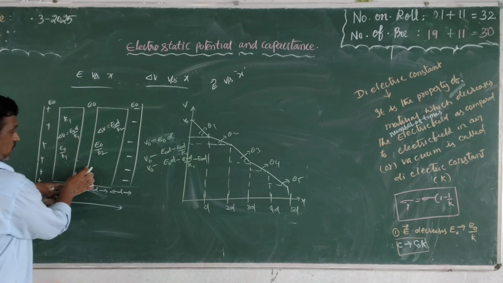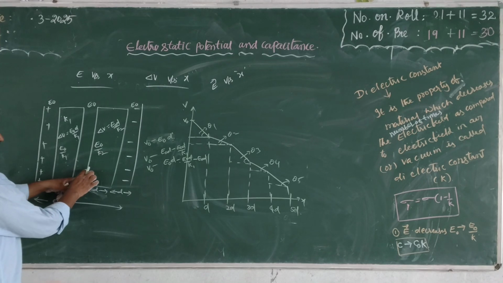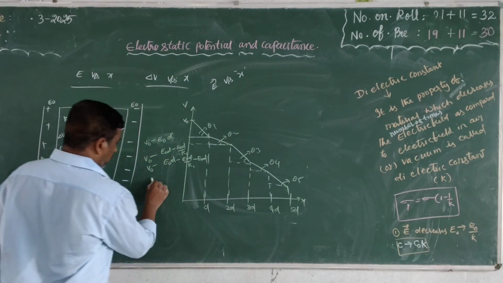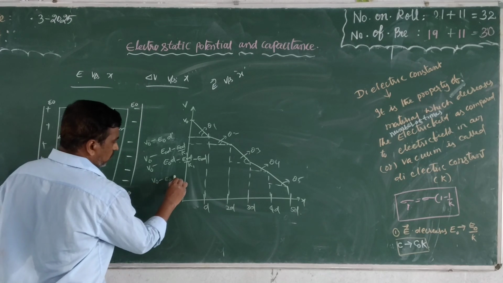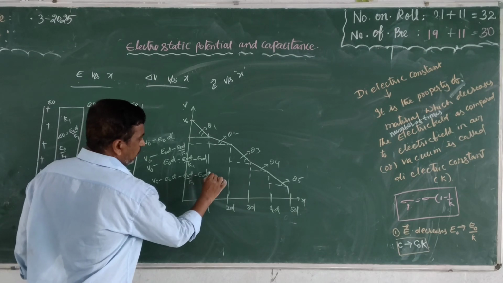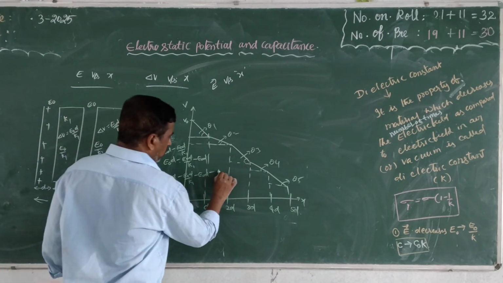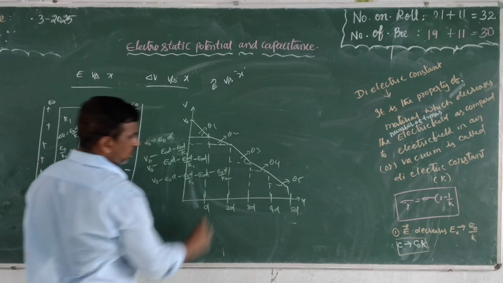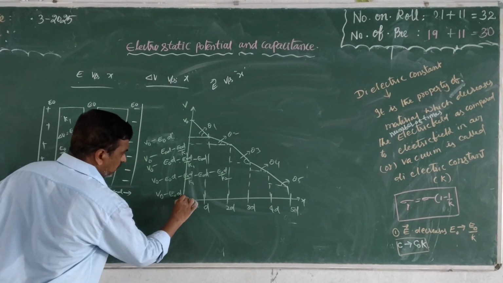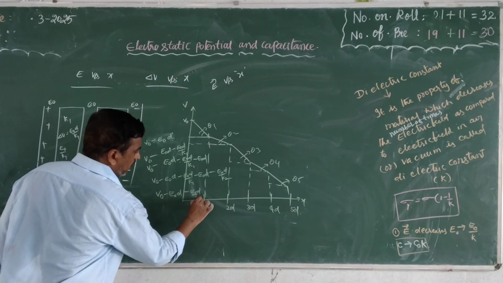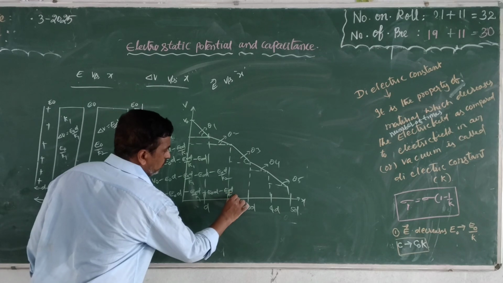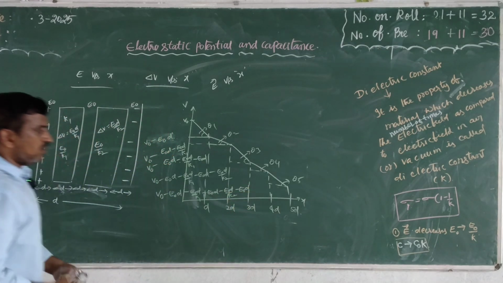Again there is empty space, so the change in potential is E naught D. So here it is V naught minus E naught D minus E naught D by K1 minus E naught D. Then a dielectric is there again, so minus E naught D by K2, and then minus E naught D. Understood this one?